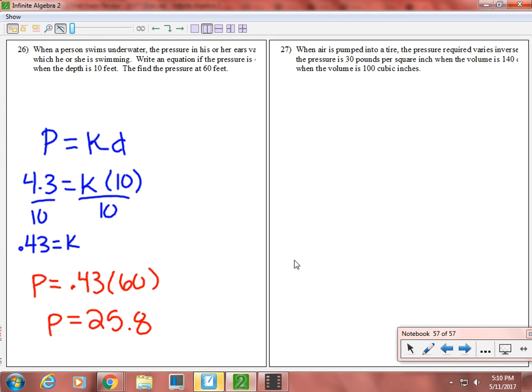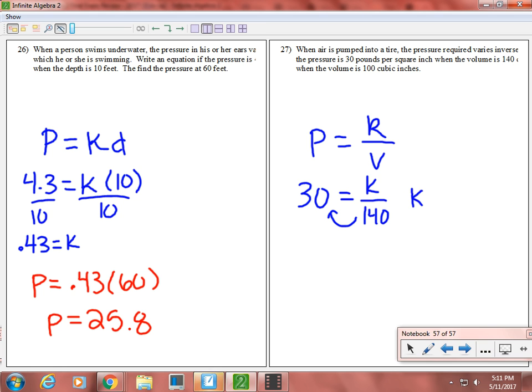Okay, so 27 is going to be the same type of thing. It says when air is pumped into a tire, the pressure required varies inversely. So the pressure is going to be inverse, so it's K over something with the volume of the air. So if the pressure is 30 pounds, we don't know our K value, when the volume is 140 feet, so we have to find K. We're going to multiply that over to the other side. So our K value is going to equal 4,200.